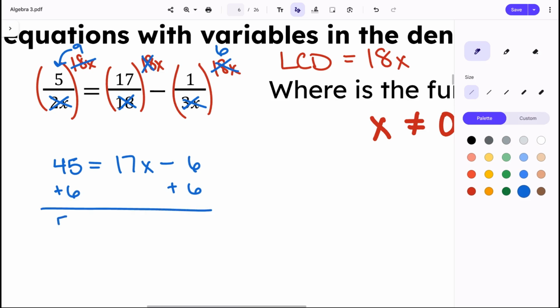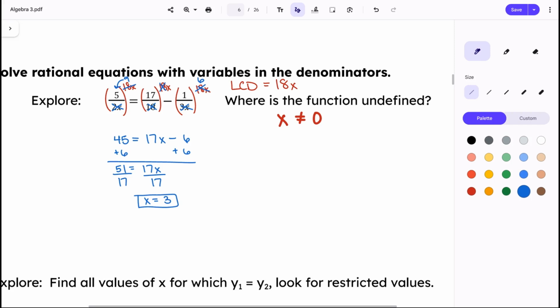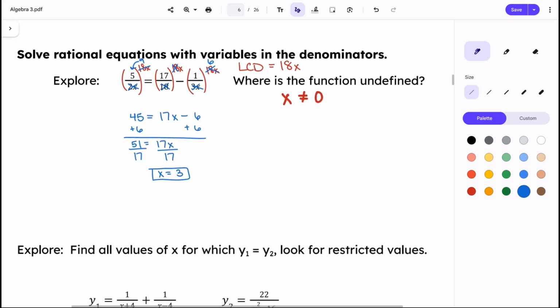So I would have added 6, so I got 51 equals 17x. When you guys divided by 17, what'd you get? Good, 3. So x equals 3. And if I needed to, I could just say x can't be equal to 0, but we did state that already, so I think that works. Any questions so far, guys?